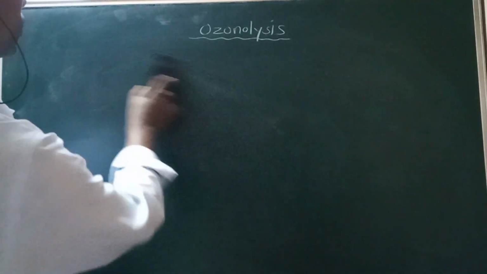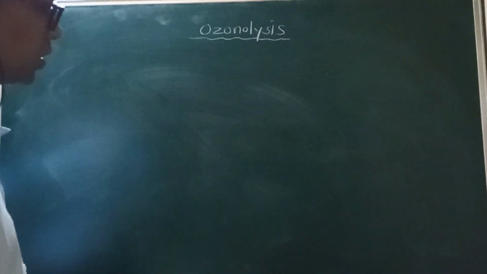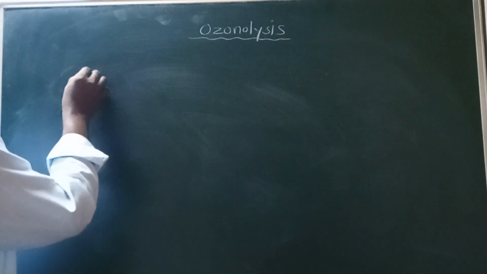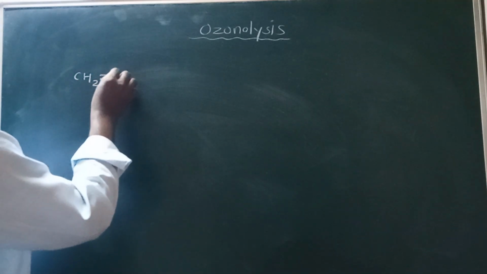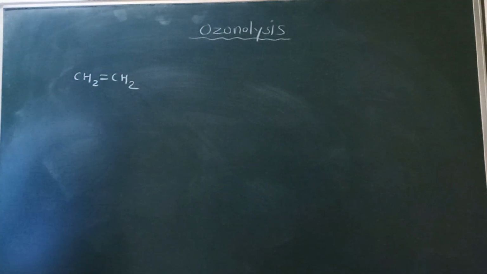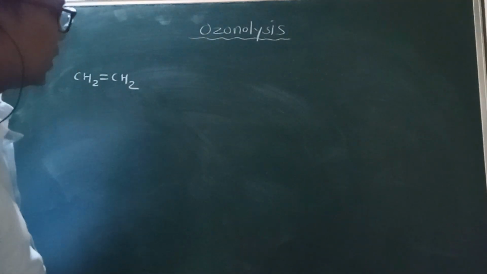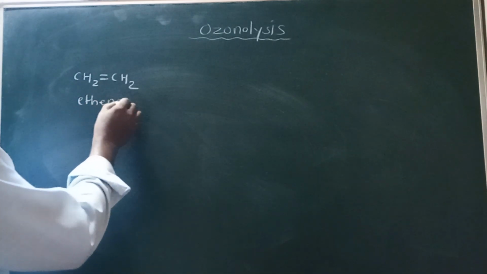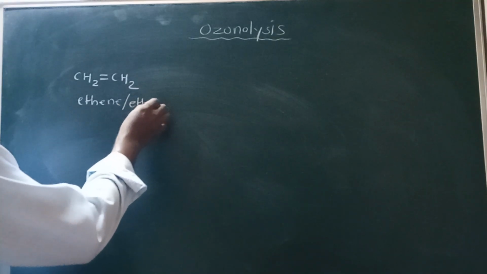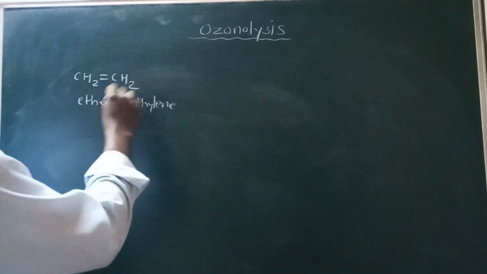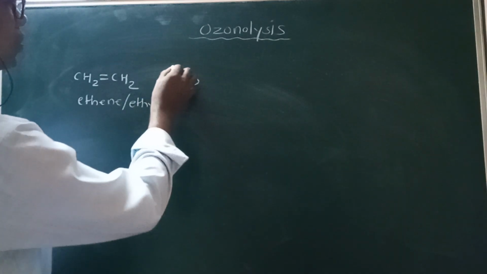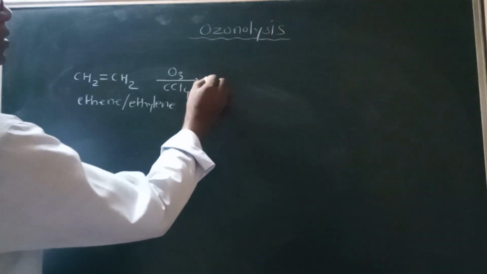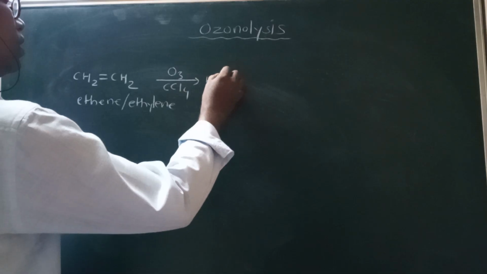Let's have some examples so that you can get a better idea about this reaction. Let us start with the alkene CH2=CH2, the well-known first member of the alkene series, known as ethene. Ethene is the IUPAC name, and it is also called ethylene. On reaction with ozone, O3, in the presence of CCl4 as a solvent, first of all it gives a compound having a typical structure.